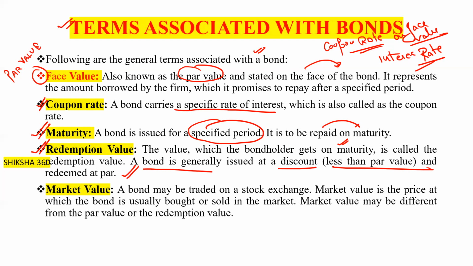Now move to the next one, that is the market value. A bond may be traded on a stock exchange. So market value is the price at which the bond is usually bought or sold in the market.